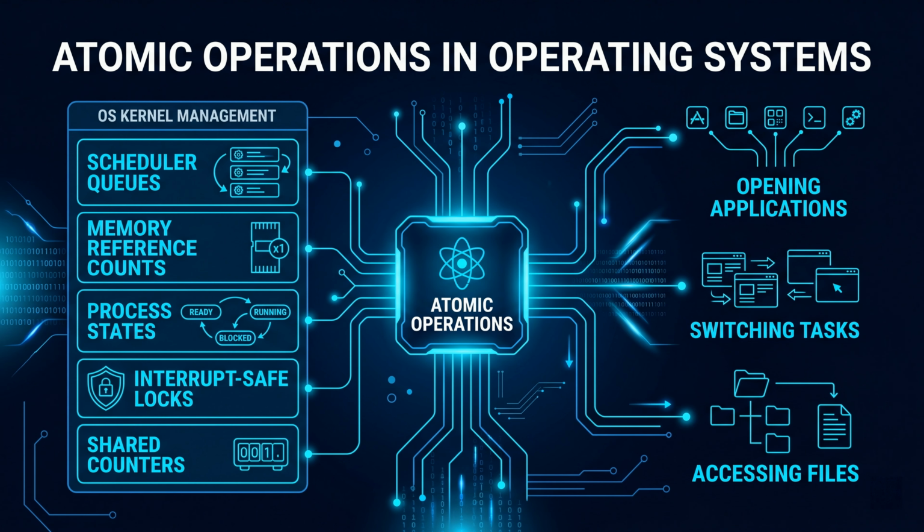Inside operating systems, these instructions are everywhere. Kernels use them to manage scheduler queues, memory reference counts, process states, interrupt safe logs, and shared counters. Even when you open apps, switch tasks, or access files, atomic operations may be quietly maintaining consistency in the background. They are small instructions with enormous responsibility.